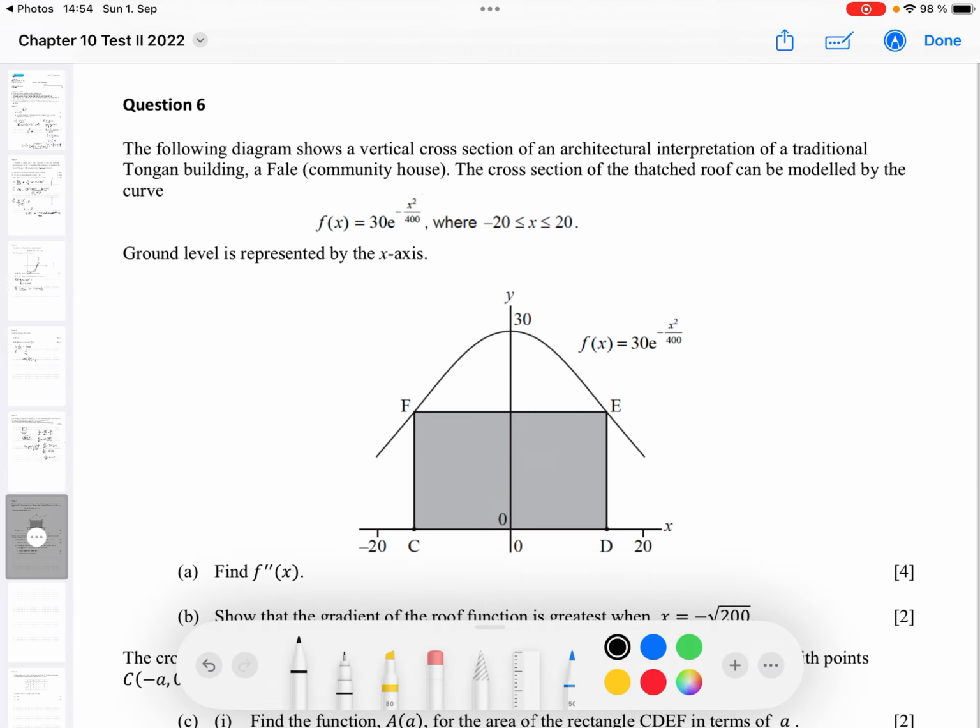Question 6 says the following diagram shows a vertical cross-section of an architectural interpretation of a traditional Tongan building, a fale. The cross-section of the thatched roof can be modeled by the curve 30e to the negative x squared over 400, where negative 20 is less than x is less than 20. So this is the function that we are given. We can see that it's somewhat like a parabola, but it's not fully a parabola.